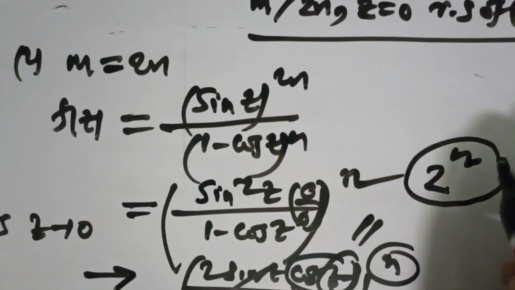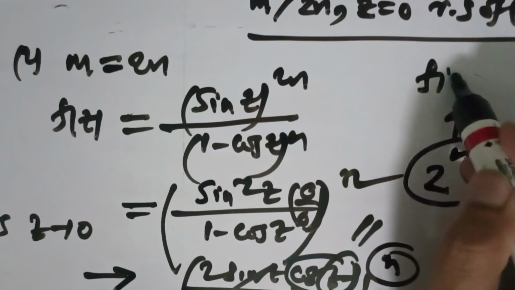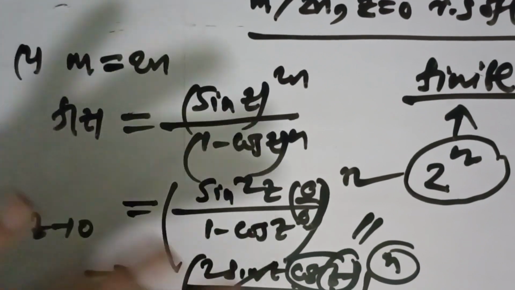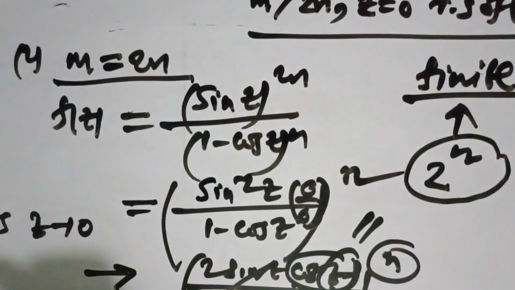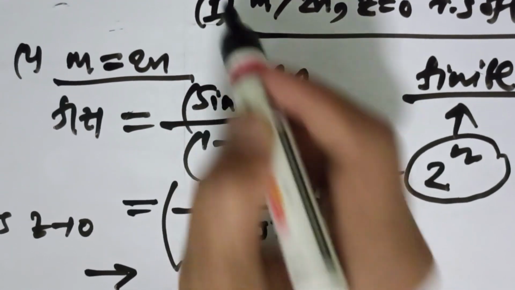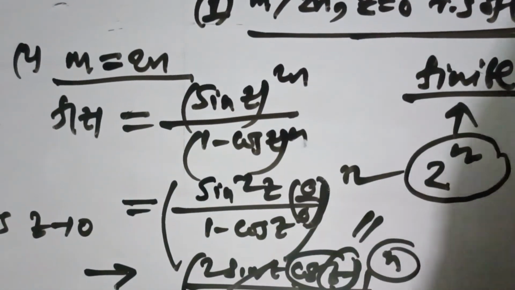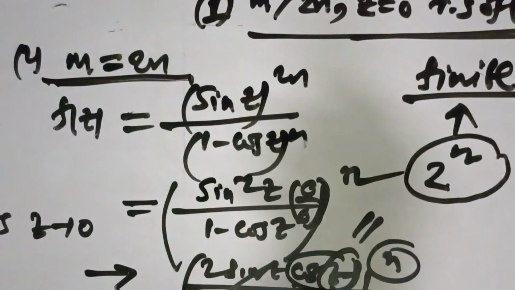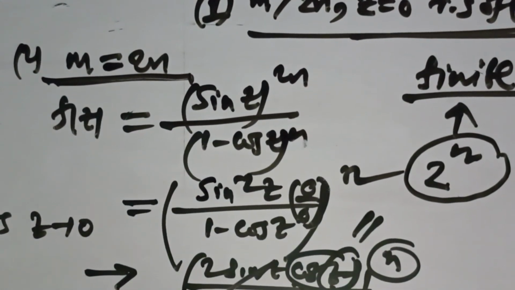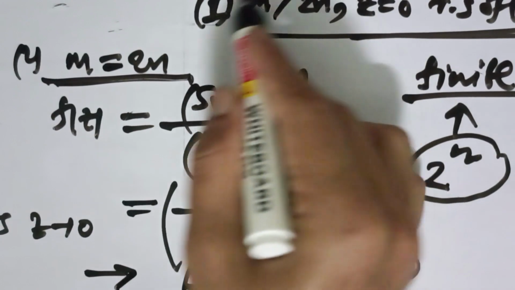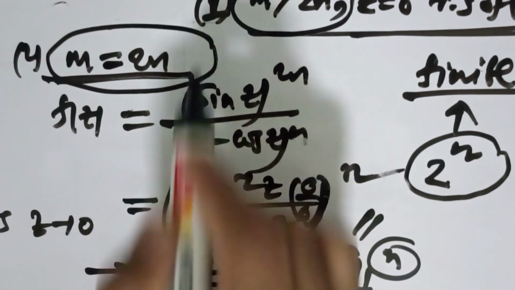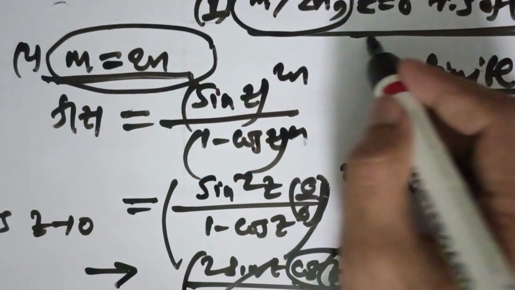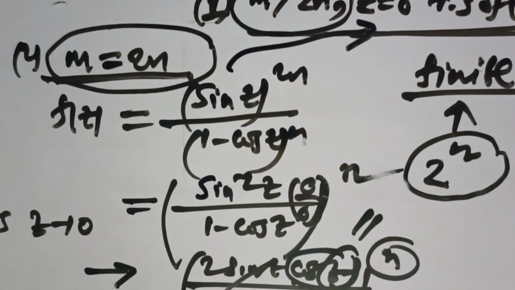And for any natural number, 2 power n is always a finite quantity. So I can say that this limit exists: the limit as z goes to 0 of f(z) exists when m equal to 2n. So in case 1, we observe that when m is greater than 2n, z equal to 0 is a removable singularity, because the limit as z goes to 0 of f(z) exists and is finite. And when m equal to 2n, the limit also exists and is finite. So we can say that if m is greater than 2n, then z equal to 0 is a removable singularity, and if m equal to 2n, then also z equal to 0 is a removable singularity, because in both cases the limit exists.